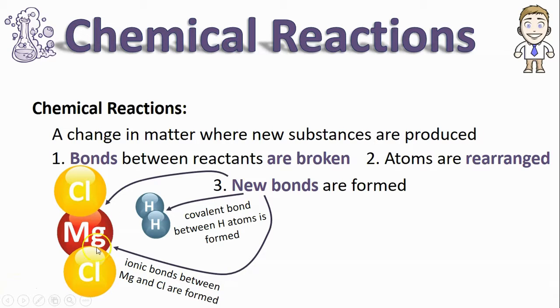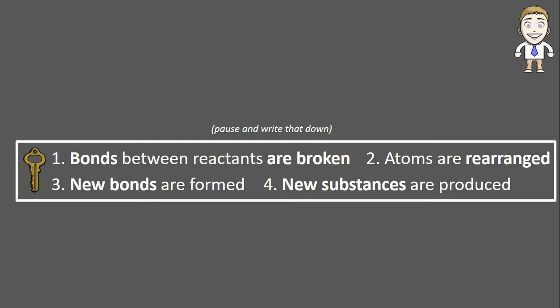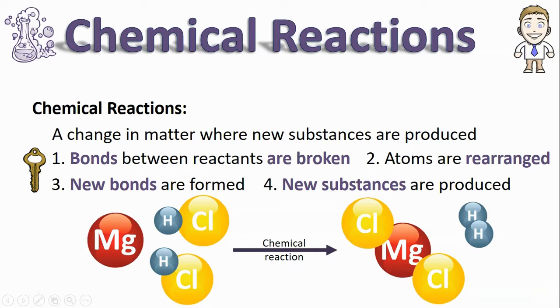Now that I see what my products or my new substances are going to be, we can put the two phases of this side by side. Here's where we started with an Mg and two HCl's. The chemical reaction took place with those three steps, and here's the new substances that I ended with. This just highlights really nicely the fourth and final phase of a chemical reaction, the fact that new substances have been created that did not exist before.